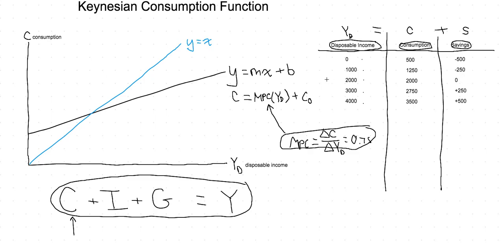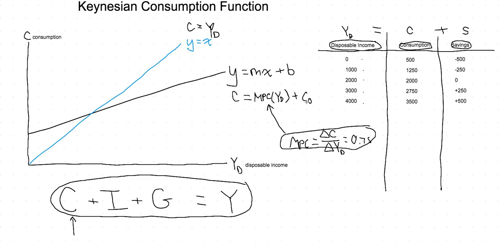However, there is a certain point where disposable income is equal to consumption. In this graph over here, the blue line represents y equals x. That's basically saying when consumption is just equal to disposable income. And over here, this function is the real consumption function.